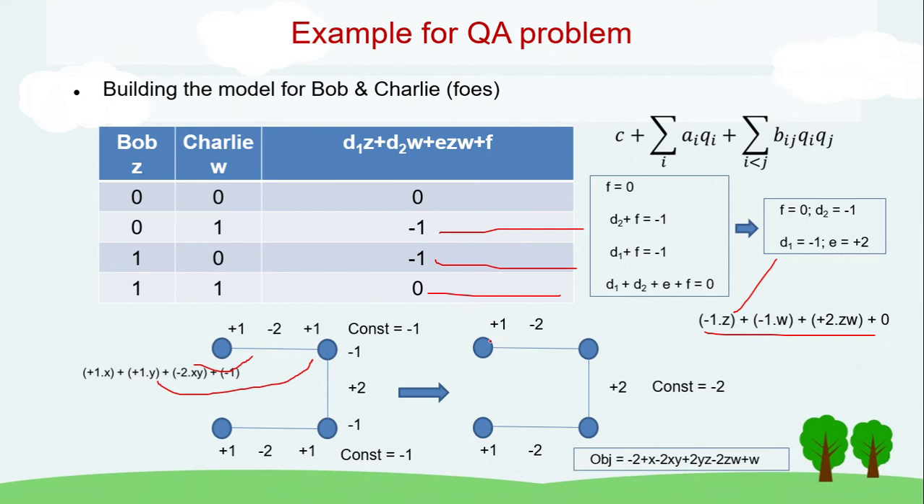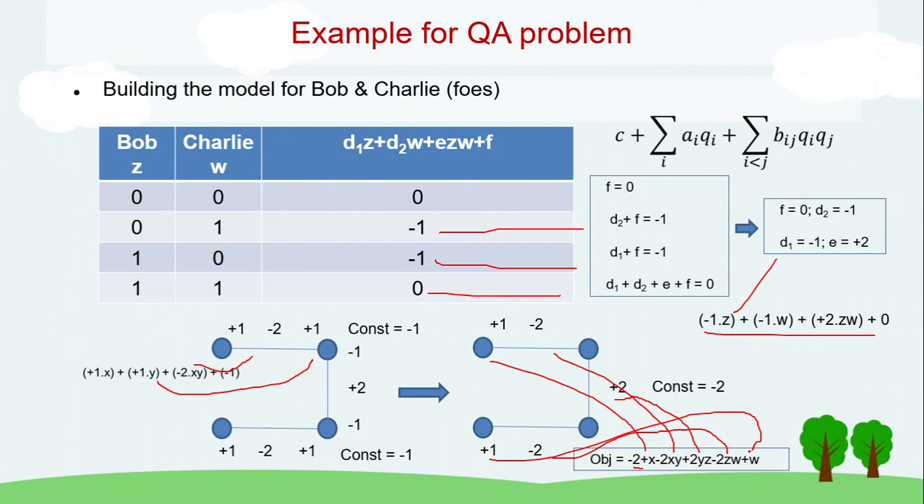So what is this? You have x, we have 2 constants, so that is what is written here. So this is the combined equation. You have constant minus 1 minus 1, so you have minus 2, 1x minus 2xy, so these two are 0, so we'll forget. And this is 2yz minus 2zw and w. So now we have the QUBO model for the complete objective.